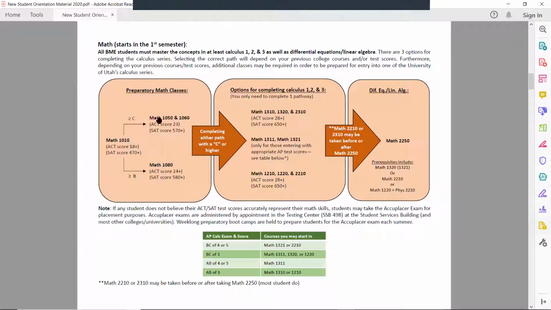You can go from 1010 to 1050, 1060, and then on to your calculus. Same way, 1010 through 1080, and then on to the calculus. This saves you one semester because you don't have to do 2 separate semesters through the 1050 and 1060. Okay, most of you will probably be somewhere between this level and this level, so that's where you're going to start. Now, I do have students who have higher AP scores that move them all the way down to some of the advanced levels here, and I have students that start all the way down here. It really doesn't matter where you start. What's more important is the foundation.